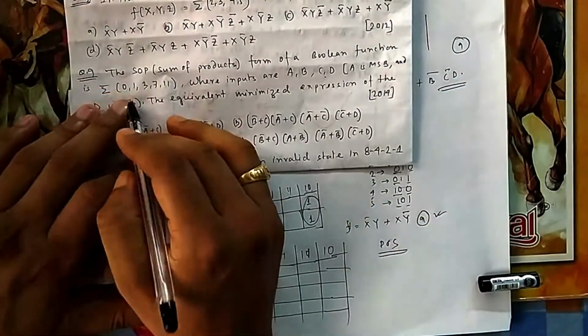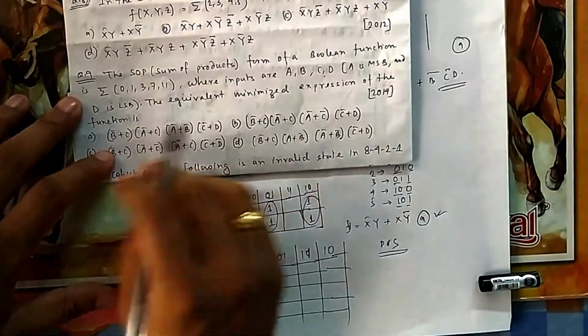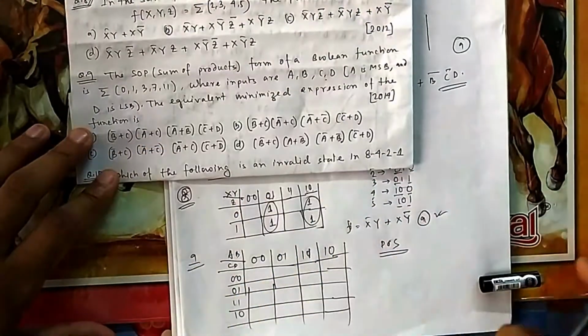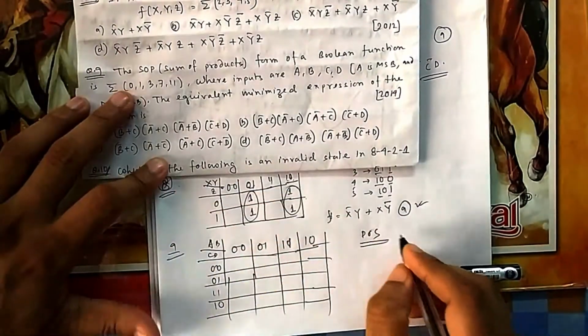SOP takes ones. Okay. So had they not told me that minimized expression, then I could have directly taken the positions. Which positions are missing? 2, 4, 5, 6, 8, 9, 10. So that positions you can directly write in expression, that will give you POS. Okay, but they have told me to minimize, so K-map will do both the purpose, so it will minimize also.